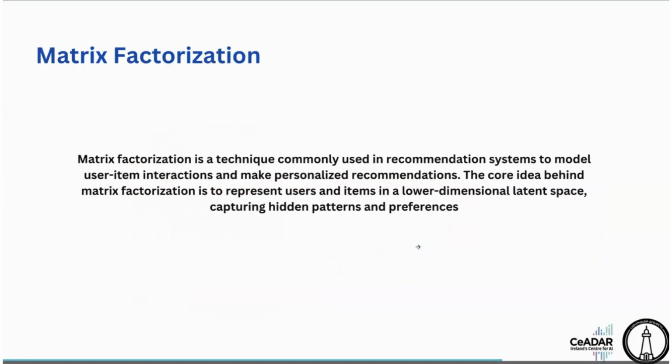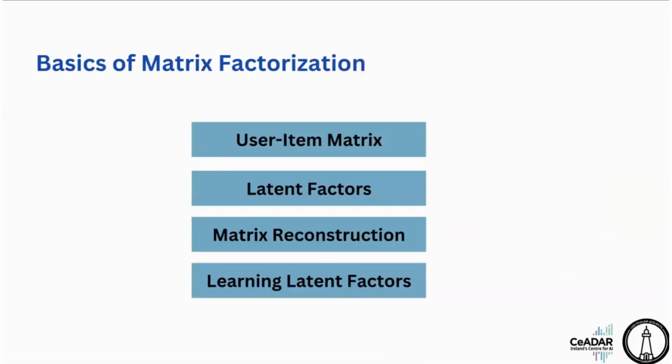So let's talk about what matrix factorization is. Matrix factorization is a type of recommendation system used to model user-item interactions and make personalized recommendations. The core idea behind matrix factorization is to represent users and items in a lower-dimensional latent space and capture hidden patterns and preferences. The basics of matrix factorization are the user-item matrix, latent factors, matrix reconstruction, and learning latent factors.